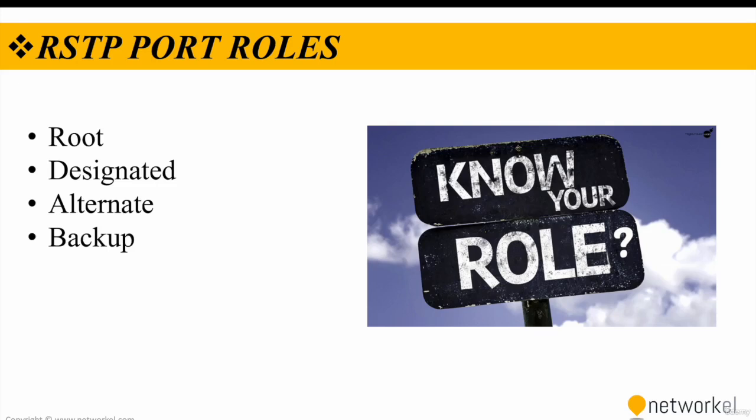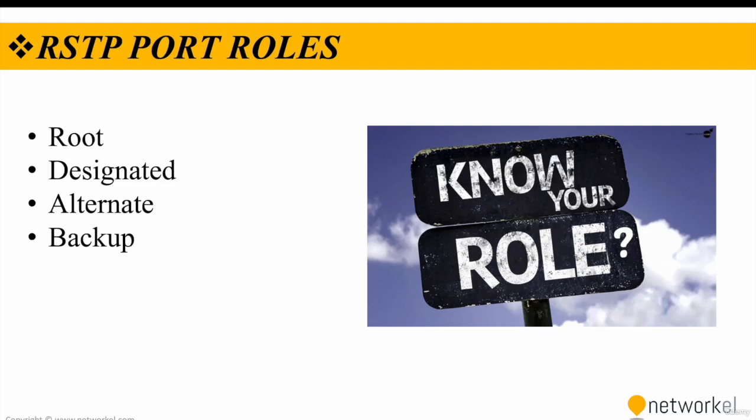And we have the alternate port, which provides a backup path to the root bridge in case the primary path, the root port, fails. So the alternate port is an alternative path to the root bridge, and the alternate port is in discarding state in RSTP, meaning it does not forward traffic or learn MAC addresses under normal circumstances, and it is ready to take over if the root port fails.